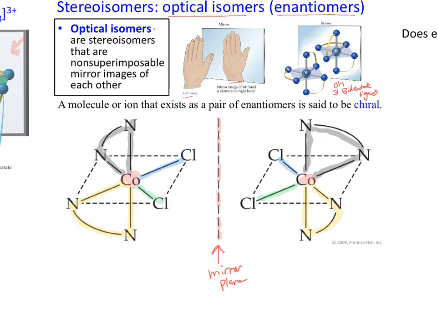And another definition: a molecule or ion that exists as a pair of enantiomers is said to be chiral. So you would say this molecule is chiral. Its mirror image is also chiral. These are a pair of enantiomers, or these are optical isomers of each other. So lots of new definitions there.